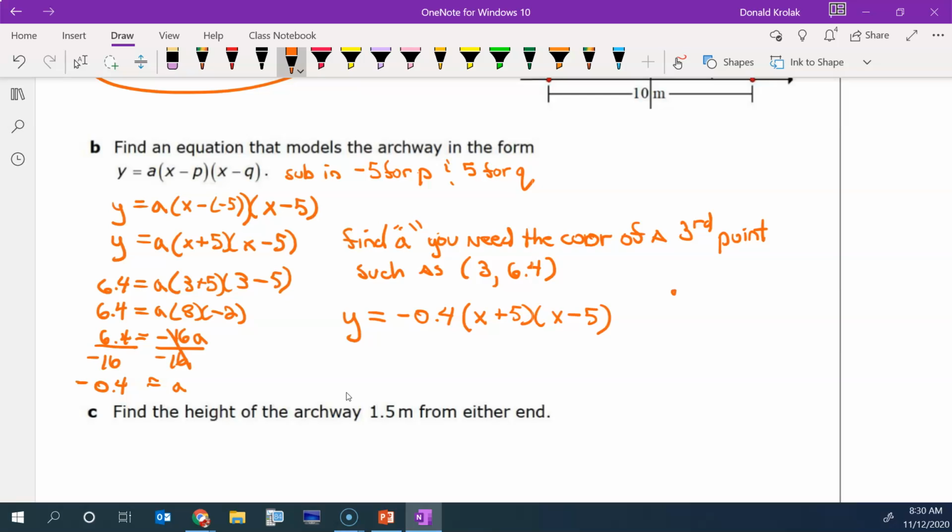So negative 0.4, that's the same as negative 4/10 or negative 2/5. So these are the exact same thing.